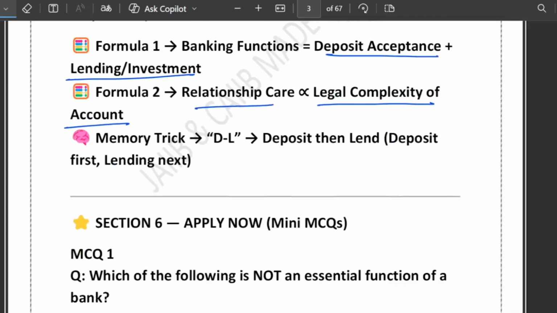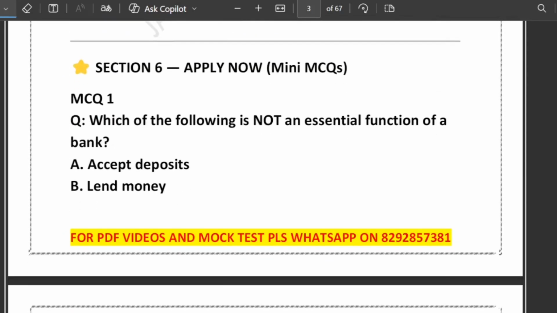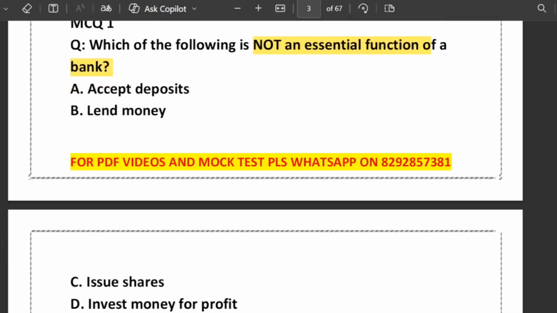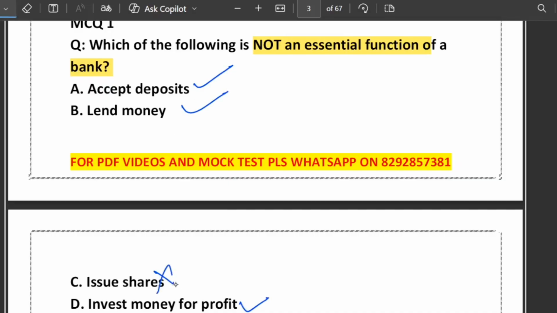Now let's apply the concept which we have learned through these mini MCQs. The question is, which of the following is not an essential function of a bank? See, it is asking you not an essential function of the bank. Options they have given: accept deposit, lend money, issue share, invest money. Obviously bank can accept deposit, lend money, invest money for profit, but they cannot issue share. Right? Bank cannot issue share for corporate activities. This is not allowed. So this is not a banking function.